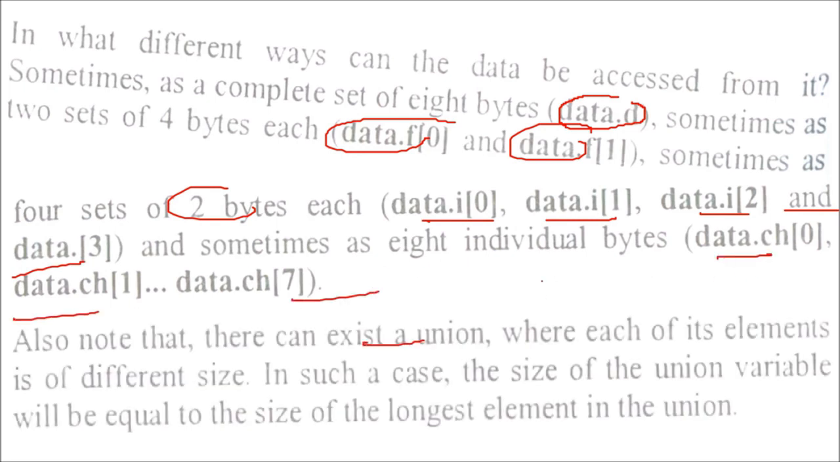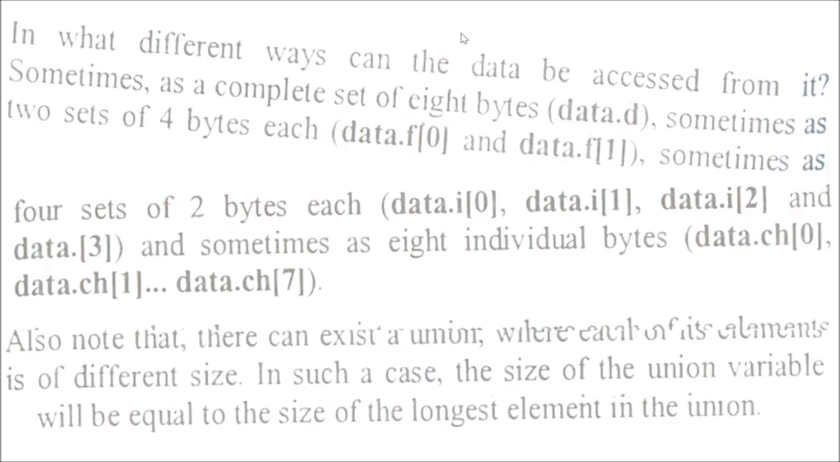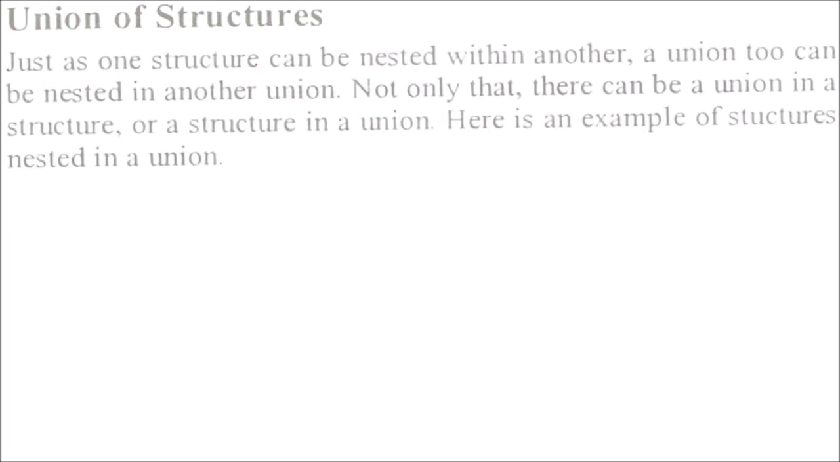So there exists a union. If there exists a union whose elements have different sizes, in this case the size of the union variable will be equal to the size of the longest element in the union. Now, union of structures. As a structure can be nested within another structure, a union can also be nested inside a union. So nesting of unions is possible. Not only this, there can be a union in a structure or a structure in a union. We'll give an example for that.